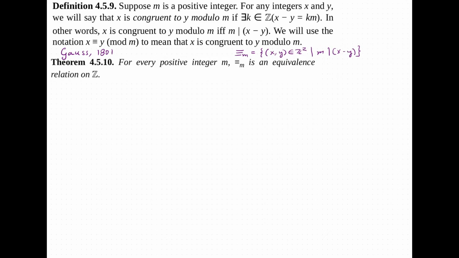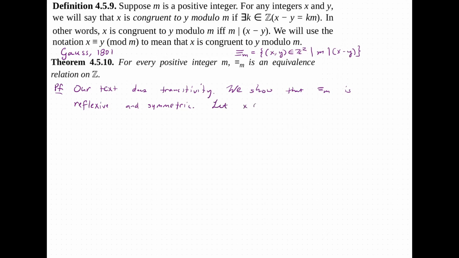So let us go ahead and go through the ideas here for the proof. Now, for the proof here, I'm not going to go through the whole details. Transitivity is done in the text. And so what we are going to do is prove that it is reflexive and symmetric. So let us first do reflexive. So we show that congruence modulo m is reflexive and symmetric. So for reflexive, what we need to do is show that for every integer x, we have that x comma x is in the relation. So let x be an integer.